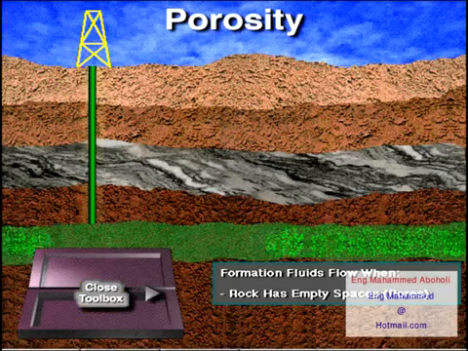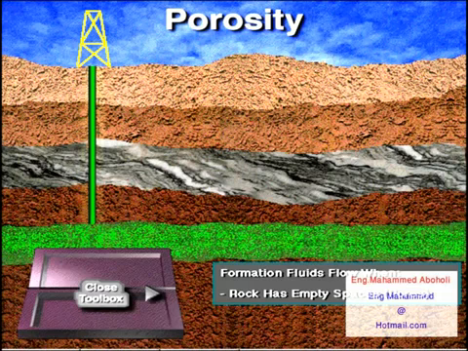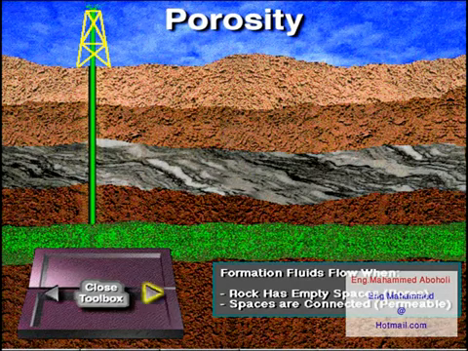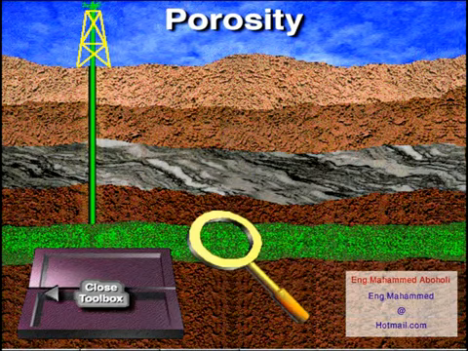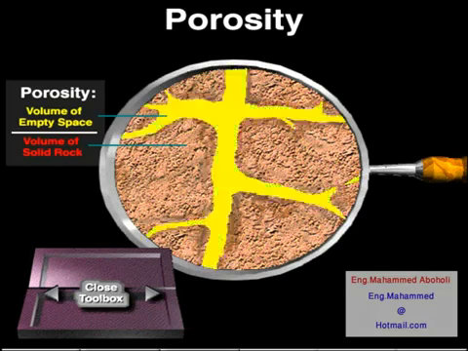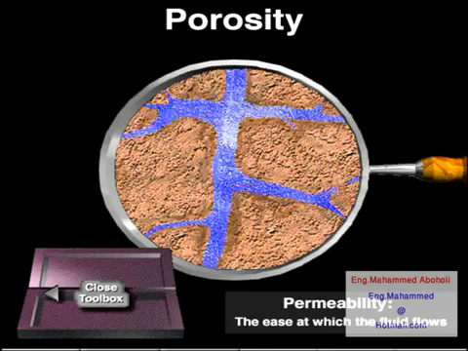Formation fluids such as oil, water, and gas can flow through rock formations when the rock has empty spaces, or pores, and the spaces are connected, or permeable. Click on the magnifying glass to get a closer look at the pore spaces. The ratio of the volume of empty space to the volume of solid rock is called porosity. The measurement of the ease at which the fluid flows is called permeability.